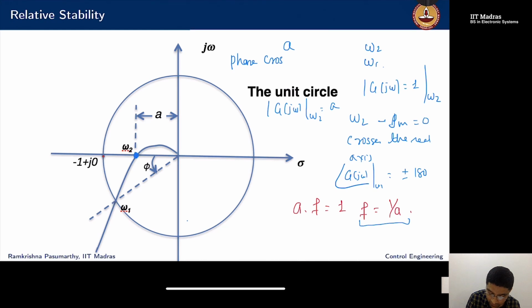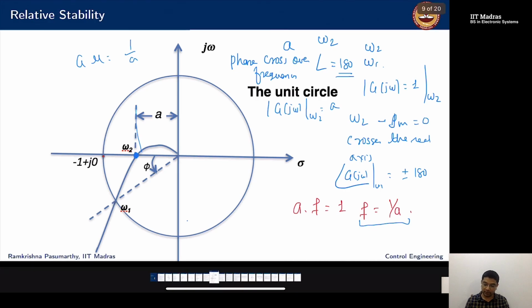crossover frequency, at which the angle becomes 180. Now compute the frequency at which the angle becomes 180. That frequency is omega 2. Compute the magnitude at that point. That will be A. Do a 1 over A. This will be my gain margin.